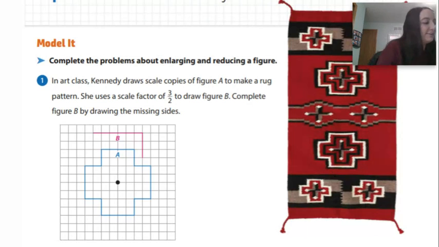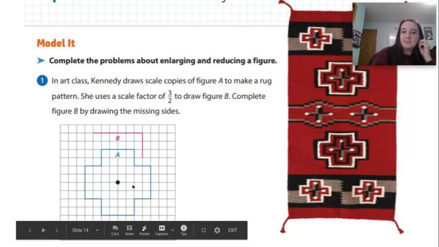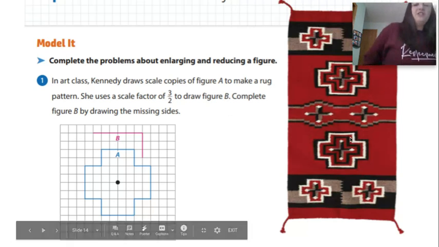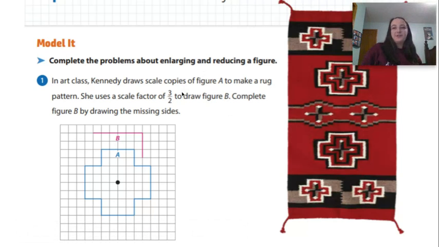Now we are on page 83 under Model It. It says in art class that Kennedy draws a scale copy of figure A here in blue to make a rug pattern like the picture here. She's using a scale factor of 3/2, so that's the same as 1.5, to draw figure B. Since our scale factor is greater than 1, that means it's going to enlarge the image. So we need to complete figure B by drawing the missing sides.